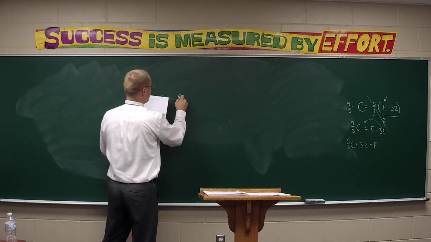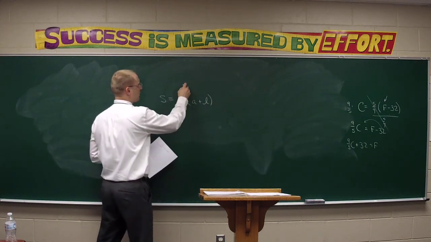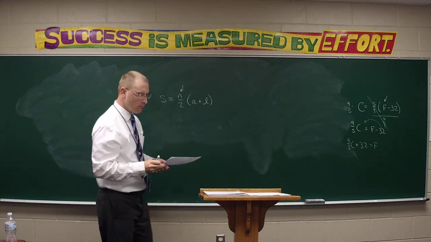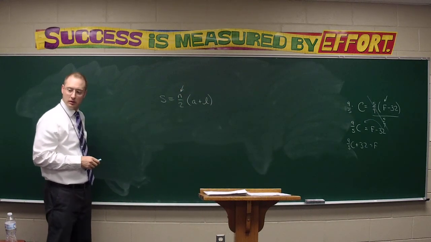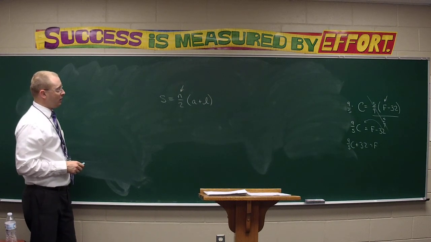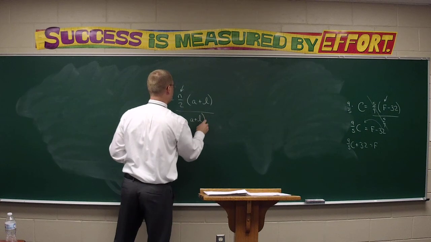S is equal to N over 2 times A plus L. And we're solving for the N. What do we do here? Kendall? You can divide the A plus L. I could divide away the A plus L from both sides.